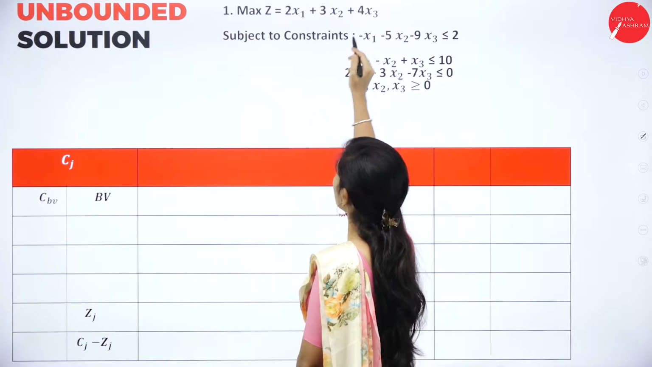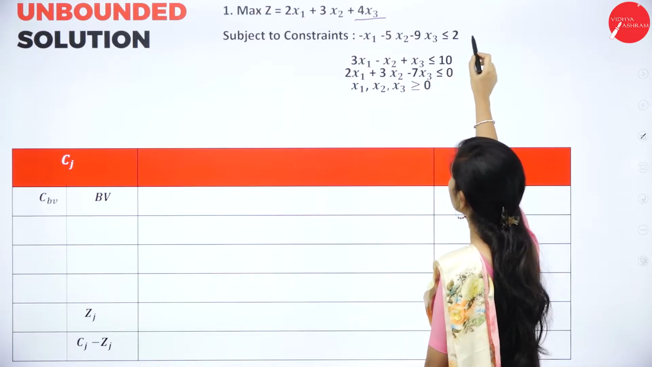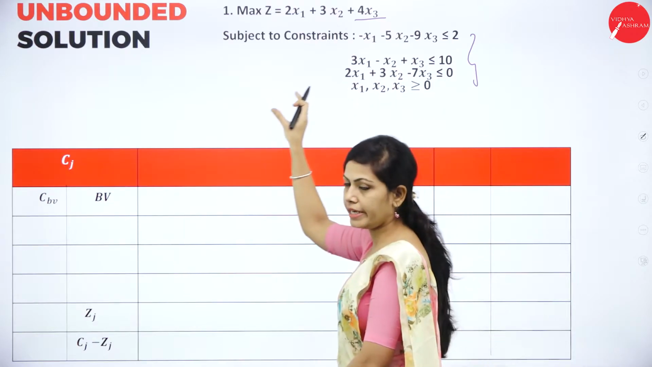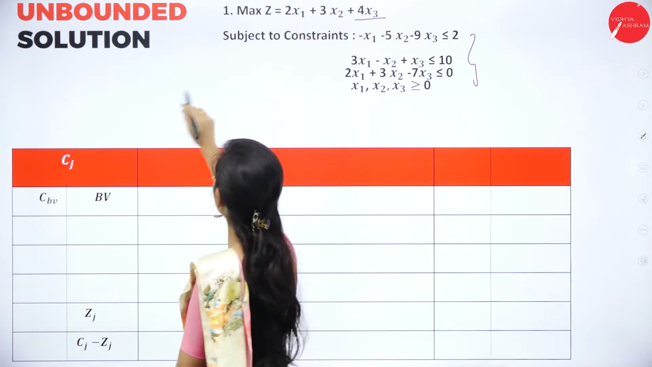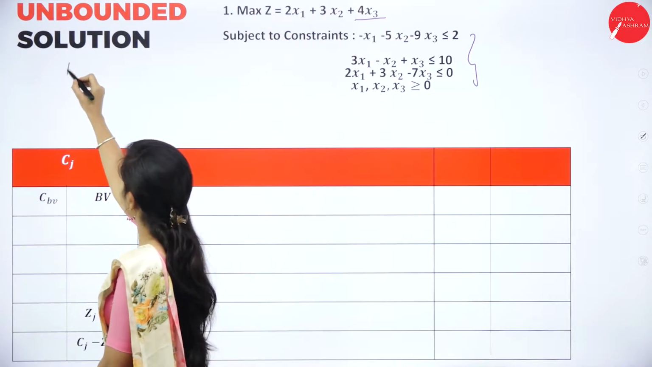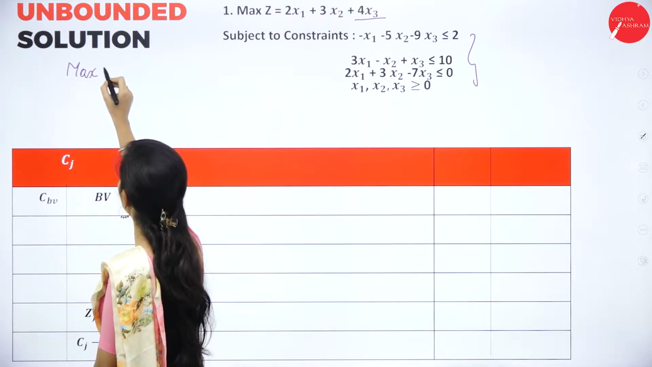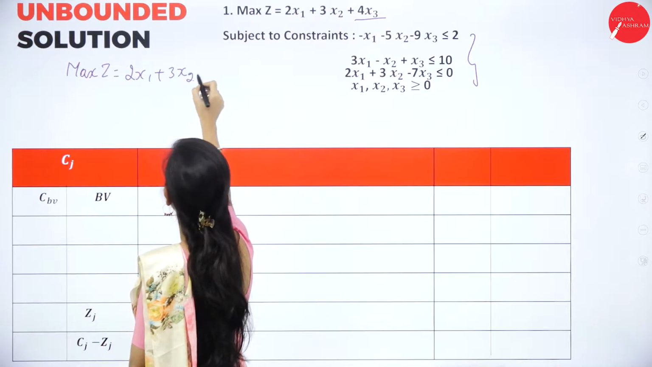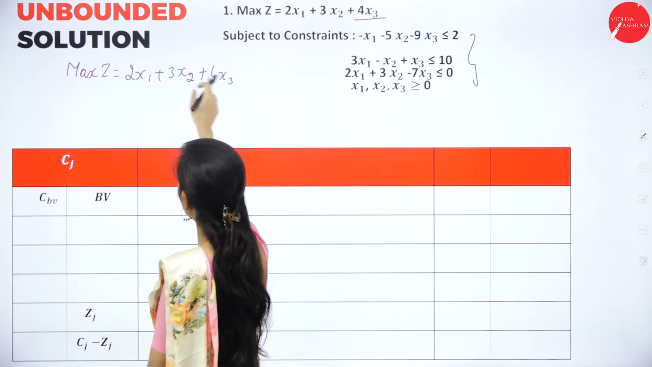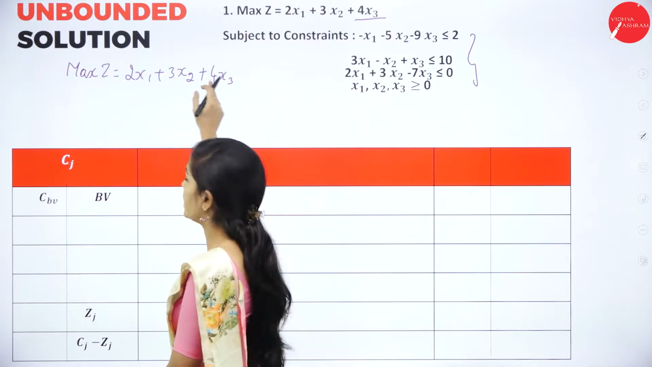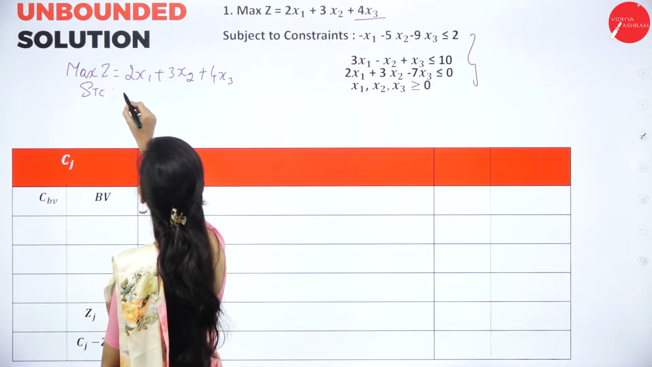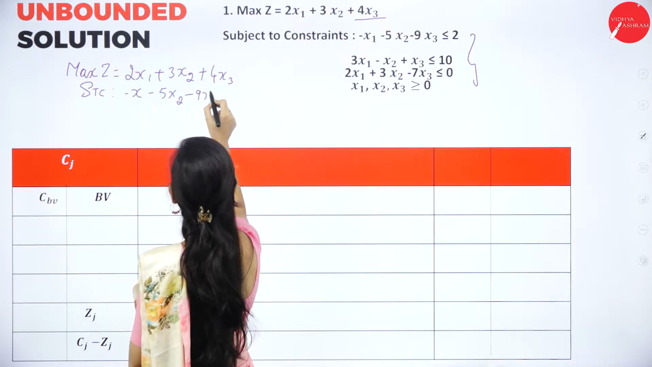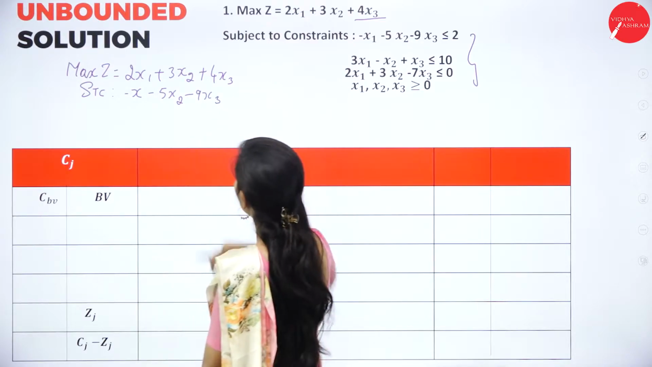So we have objective function and subject to constraint. So what is the first step? First you have to convert these inequalities into equality. That means we have to convert this into standard form. I'll write the objective function: max Z = 2x1 + 3x2 + 4x3. We have three decision variables x1, x2 and x3. First constraint is -x1 - 5x2 - 9x3 less than or equal to 2.